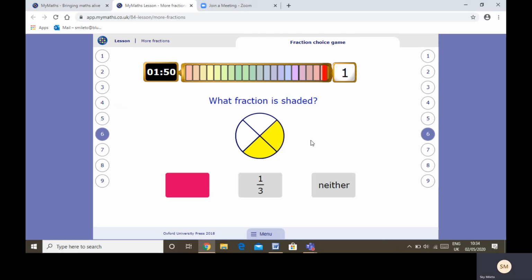I'll do one more. My computer's been very slow today. I'm very sorry about that. So, is this 1/5 or 2/5? Now, I can immediately see that these are not all equal sizes, and therefore immediately I know if the shape isn't split into equal amounts, then it must be neither.